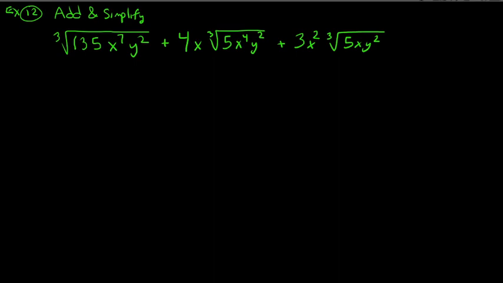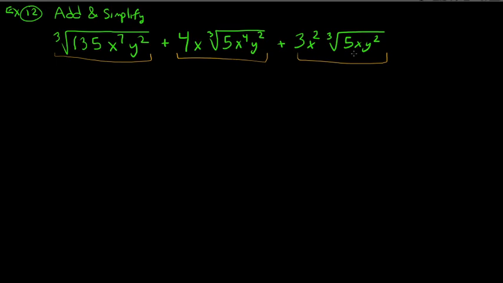Okay, so we want to add and simplify these expressions here. I guess I should read them off to you, right? So cube root of 135 x to the 7 y squared plus 4x times the cube root of 5x to the 4 y squared plus 3x squared times the cube root of 5x y squared. Yeah, so here we're adding 3 terms. It's a little bit harder because it's a cube root, and we have 1, 2, 3 terms.